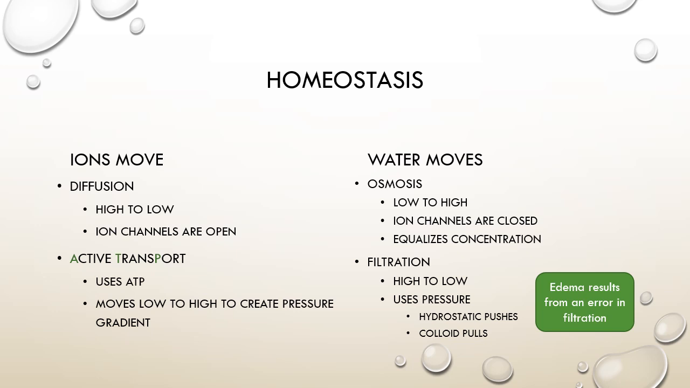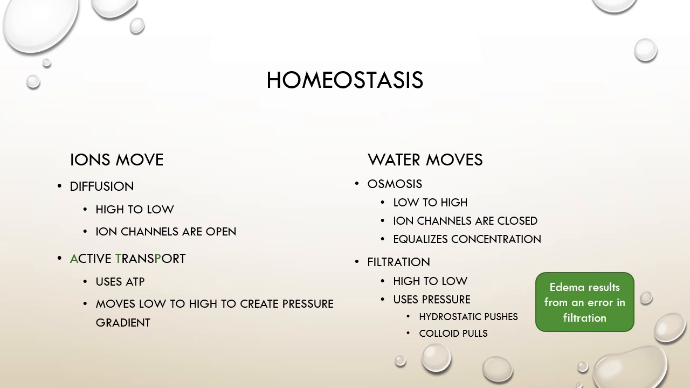So homeostasis is an important concept when we're talking about fluid, electrolyte, and acid-base, because all of these things are constantly moving and shifting in order to maintain balance. Ions move through either passive or active transport. Passive transport is referred to as diffusion, where ions move from a high to a low concentration. The ion channels are open, allowing the ions or these salts to just move by happenstance. They're bouncing off of each other, and then they're hitting these channels and passing through the opening from one cell to another.